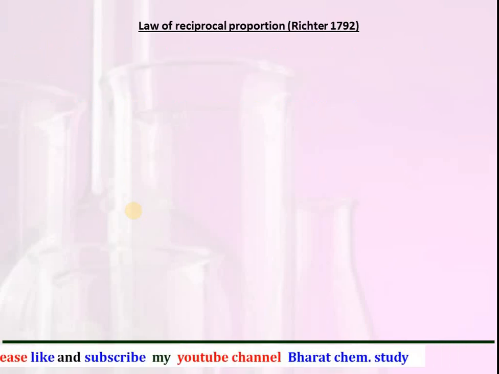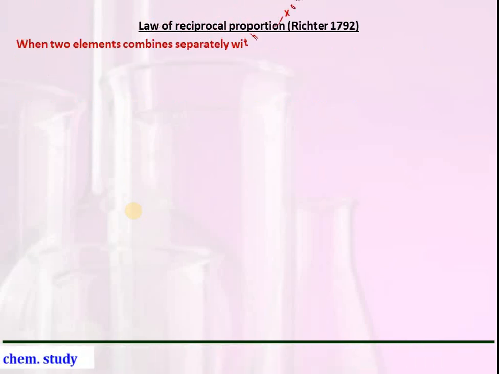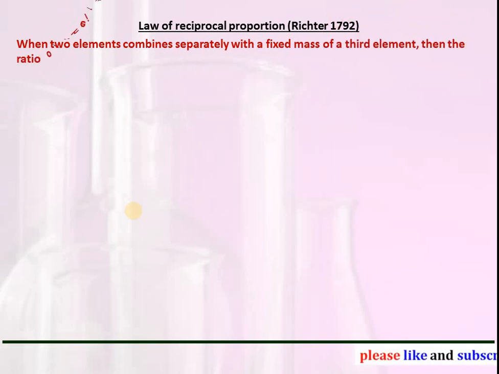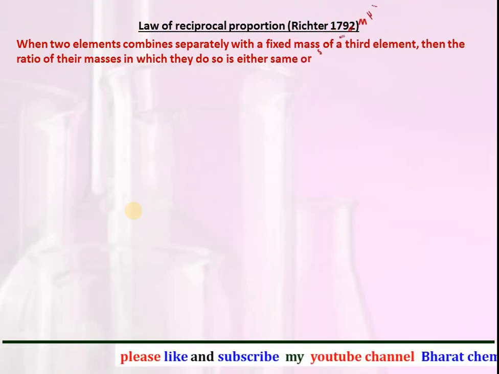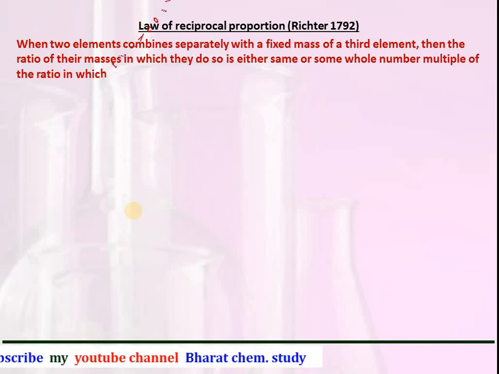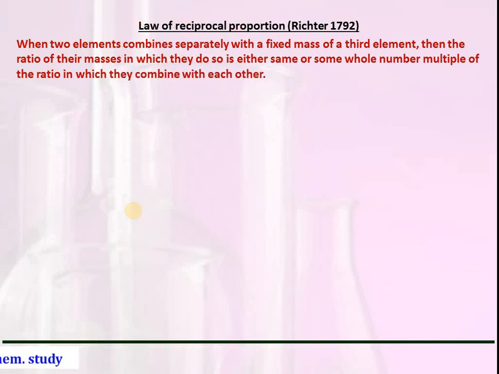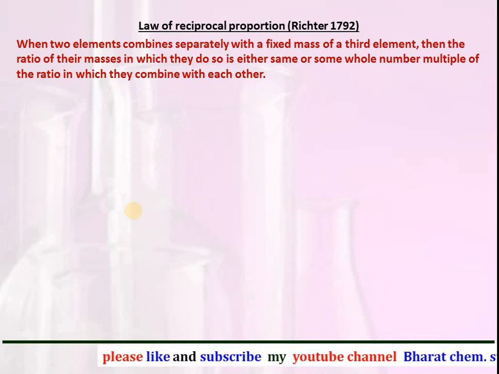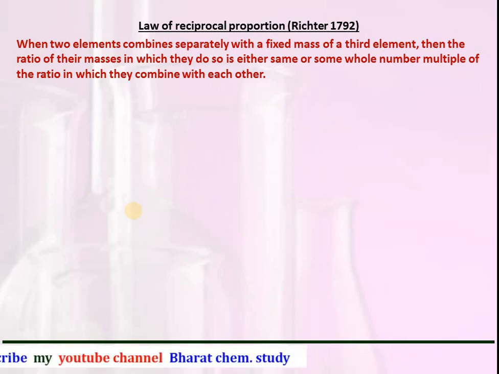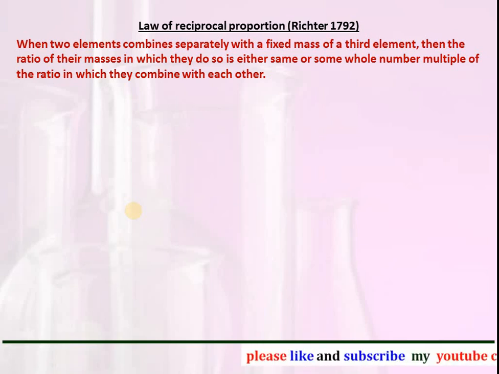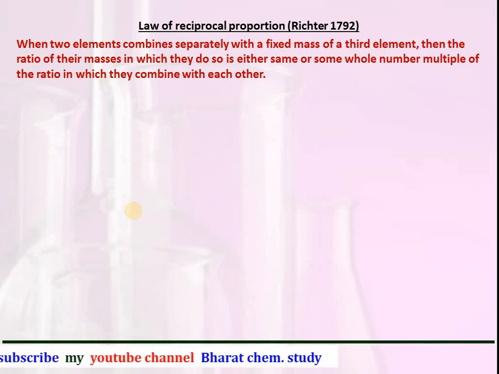The law of reciprocal proportion. When two elements combine separately with a fixed mass of a third element, then the ratio of their masses in which they do so is either the same or some whole number multiple of the ratio in which they combine with each other. So again, this is very difficult to understand from the definition, so we have to take examples.